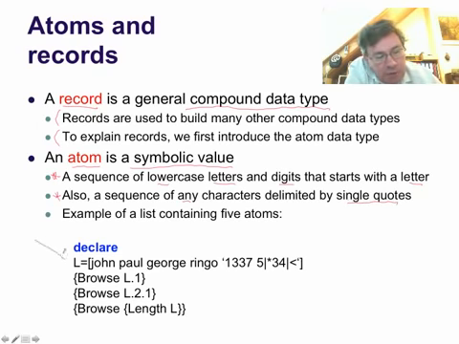Here's an example of a list containing 5 atoms. The list L contains the atoms John, Paul, George, Ringo, and this funny atom with numbers, vertical bar, star, and less than symbols delimited by single quotes. Browse of L.1 will return the first element, which is John. Browse of L.2.1 will return the second element, which is Paul. And browse of length L will return the length 5.